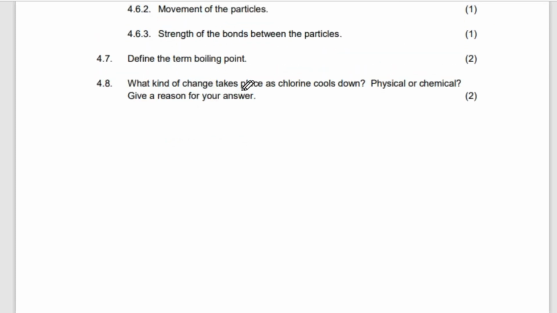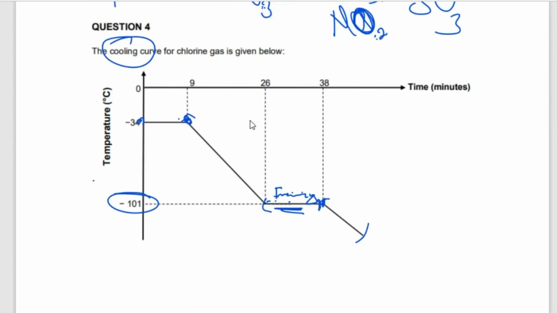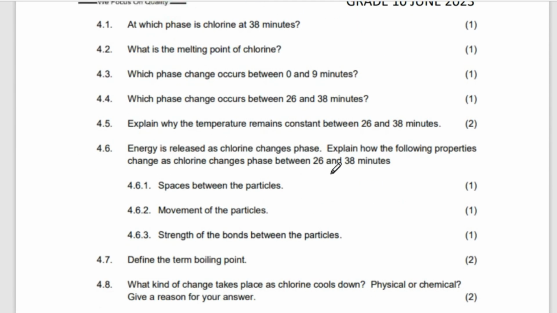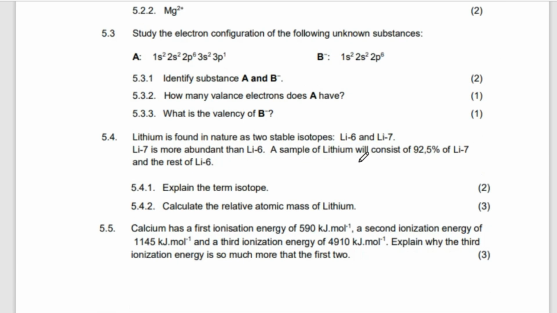What kind of change takes place as chlorine cools down? Physical or chemical? When you are cooling, there is nothing chemical here. When we talk about a heating curve or cooling curve, there is nothing chemical there. It's always physical. Why? Because it is reversible. You can cool it, you can heat it, so it is reversible. So there is no big deal there.